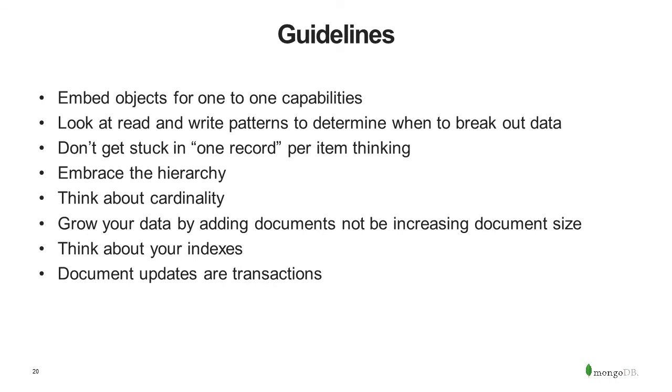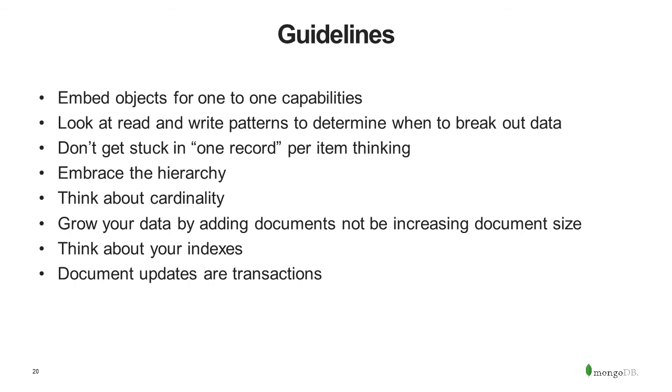So, think about the general guidelines. For one-to-one capabilities, you want to embed objects. And think about embedding objects as your first point of departure, right? You want to look at the read and write patterns to decide when you might want to break out data or when you want to index something slightly differently from the main collection to the sub-collection. That's the point at which you might look at separating them out into 1 or 2 additional collections. In general, what we see when people migrate from a relational database to a non-relational one, the number of tables is dramatically reduced.